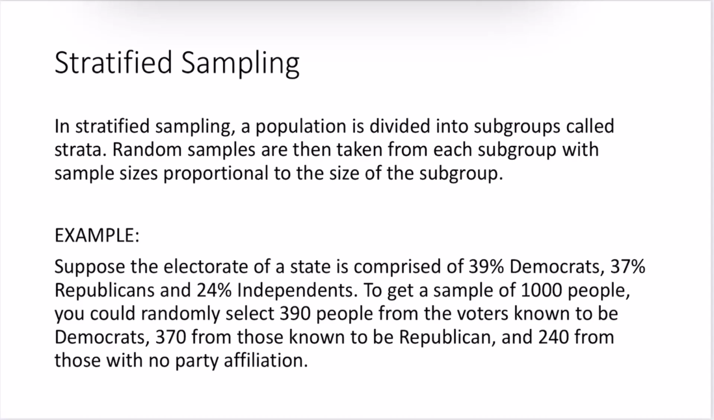So we have this state, and if we wanted to get a sample of 1,000 people using the stratified sampling method, then we would basically say, okay, well, what's 39% of 1,000 people? That's 390, and so we would want to select 390 people from the voters who are known to be Democrats. And then you would say, okay, then I'm going to select 370 people from those known to be Republican, because 37% of 1,000 is 370. And then you would choose 240 people who don't have any party affiliation. And this would be an example of how to do stratified sampling.